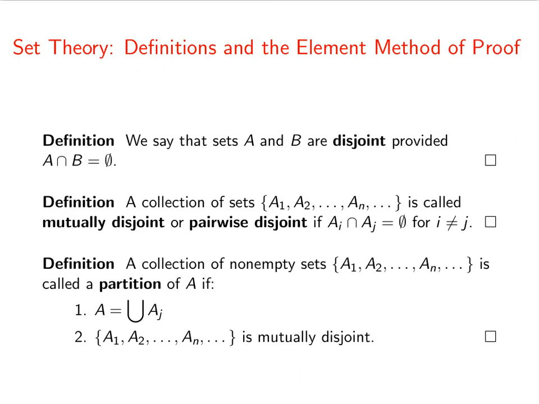And finally, this is what we're leading up to, a collection of non-empty sets, A1 through AN, and again, this could be a finite collection or it could go on forever. This is called a partition of A if the following two things are satisfied. First of all, if we take the union of all the AJs, now notice I'm not putting limits on this union because it could be a finite union, it could be an infinite union. If that union is equal to A, and if the collection of sets is mutually disjoint. And don't forget about being non-empty. Each one of these sets has to be non-empty.